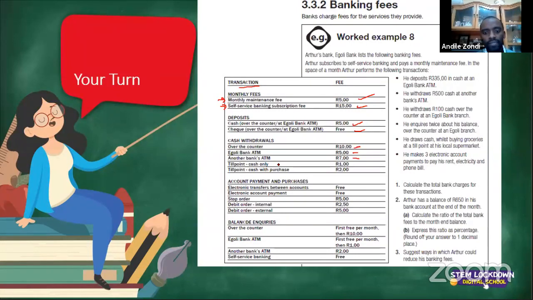If you're at a supermarket, you can withdraw cash, right? If you're only withdrawing cash, you are paying 1 rand. If you are making purchases while you are withdrawing, you'll be paying 2 rands, right?